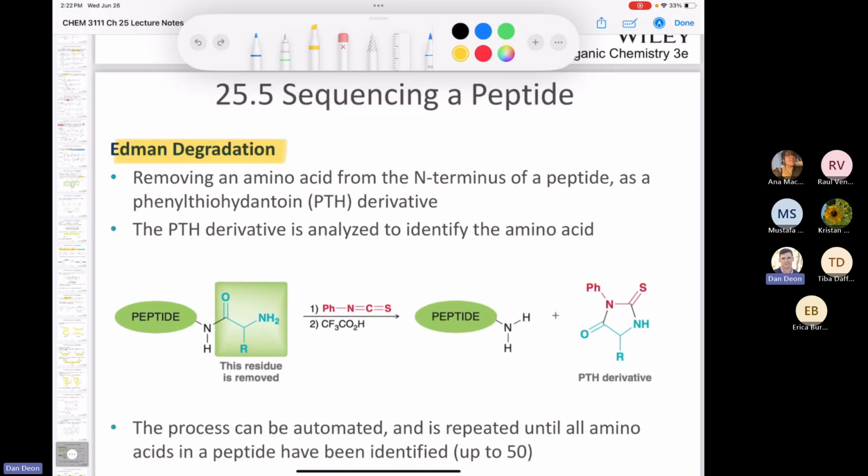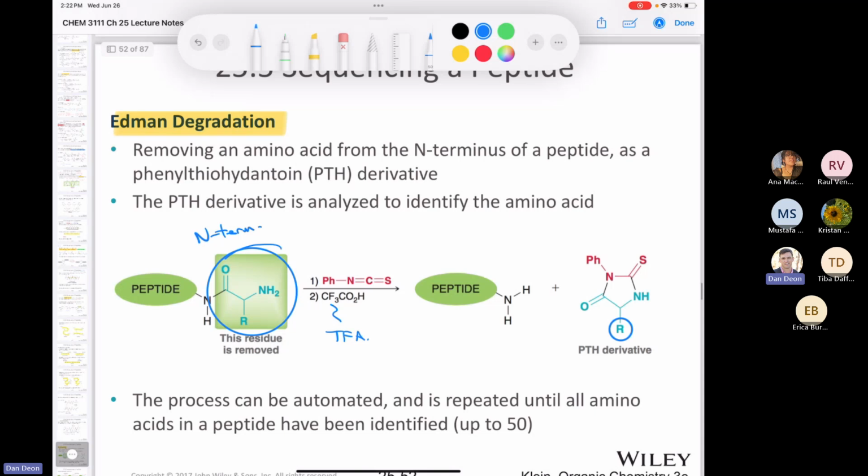So let's say you have a peptide. In this case, you can see that they put the N terminus on the right-hand side, and that's for instructional purposes. So you have your peptide, and you remove one specific amino acid on the N terminus, and you react it with this molecule here. This is called phenyl isothiocyanate. Then you treat it with this one here. This is called TFA, or trifluoroacetic acid. Then you end up losing that amino acid, and your R group gets incorporated into your phenylthiohydantoin derivative. And then you just analyze that.